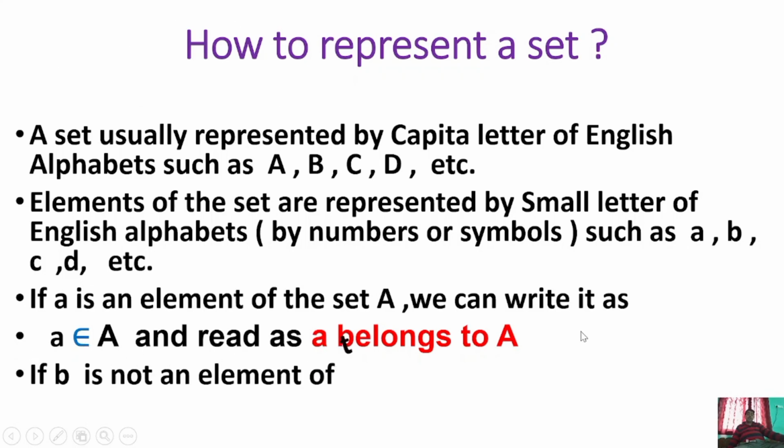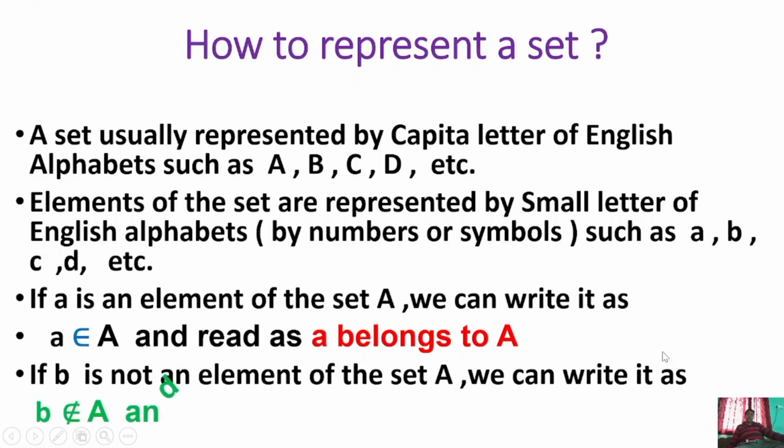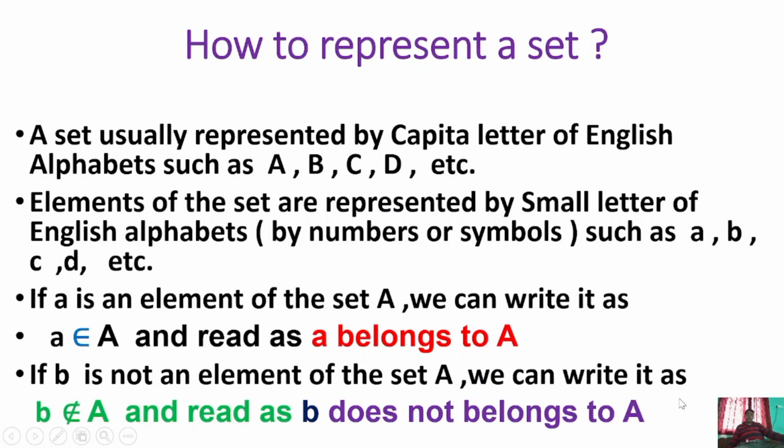If b is not an element of the set A, how can we write it? We write b does not belong to A, and read it as b does not belong to A. b is not an element of the set A because the element b is not well defined to be an element of the set A. That's why b does not belong to A.